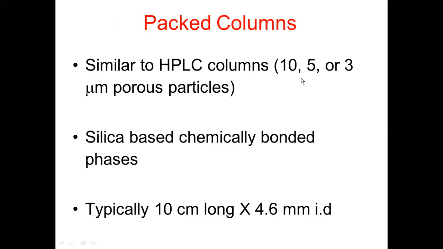And packed columns, as I told you, are very similar to HPLC columns and have 10 or 5 or 3 micrometer porous particles as the stationary phase. They are homogeneously and consistently packed into the columns. Either silica-based stationary phase or modified silica materials can be used. The column dimension will be 10 by 4.6, that is, 10 centimeter length and 4.6 millimeter internal diameter.